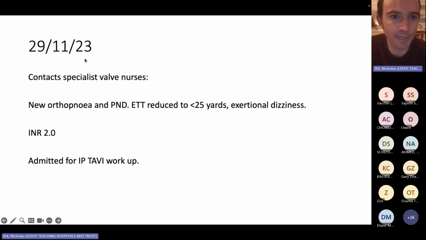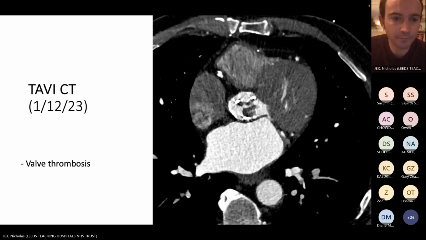However, unfortunately, the patient rings the valve nurses not long after this appointment, saying he's now having orthopnea and PND. His exercise tolerance was reduced still further to 25 yards, and he's also getting dizzy on exertion. His most recent INR was not where we want it to be, so it was 2.0. So at that point, the patient was admitted for inpatient TAVI workup.